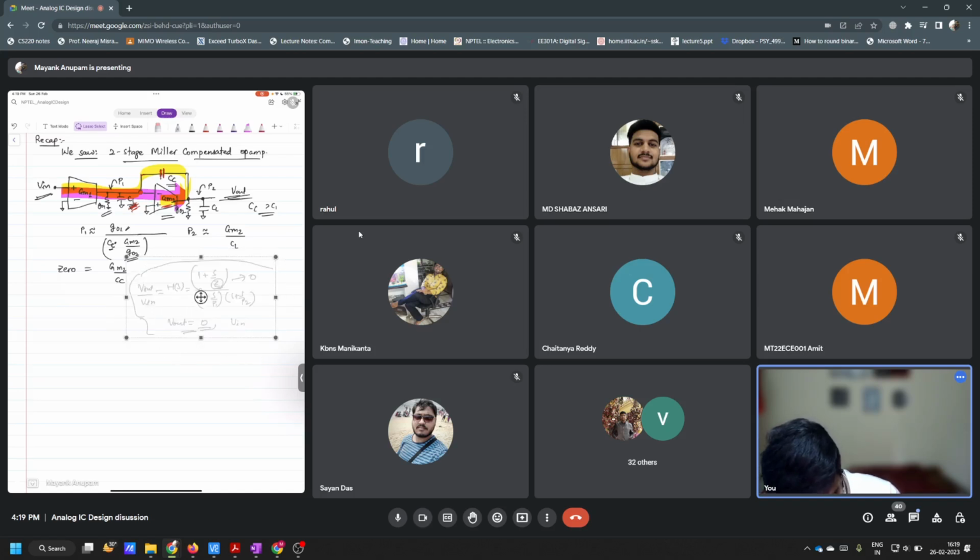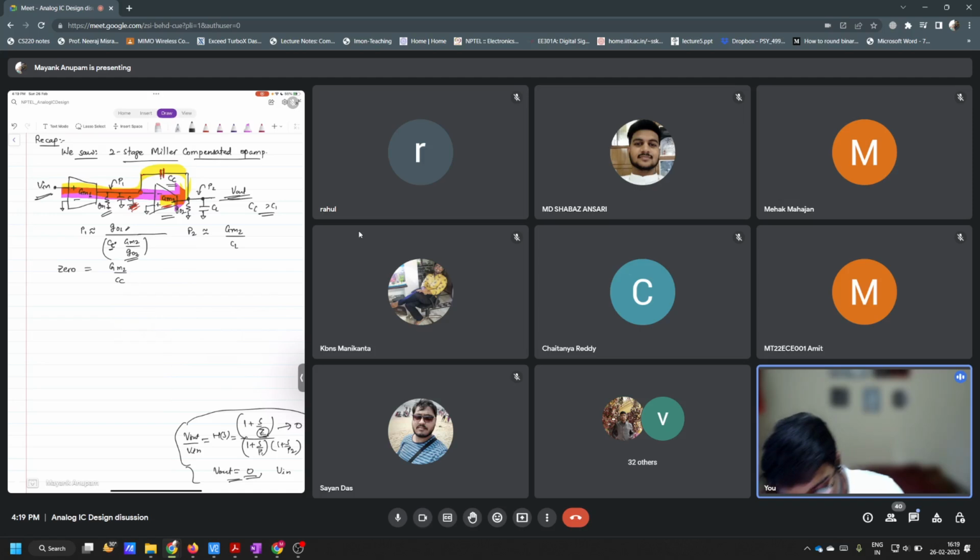One second. So let me put it here. Yeah. So here also you see what is happening. We have these two paths, right? One through CC and other through GM2. Okay. Now these two paths, they have different phase shifts, isn't it?